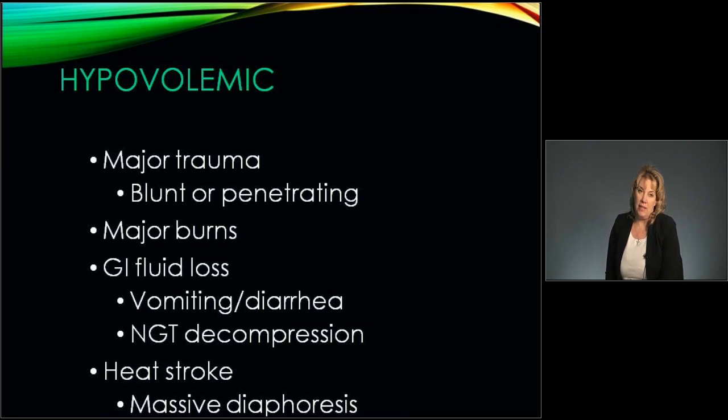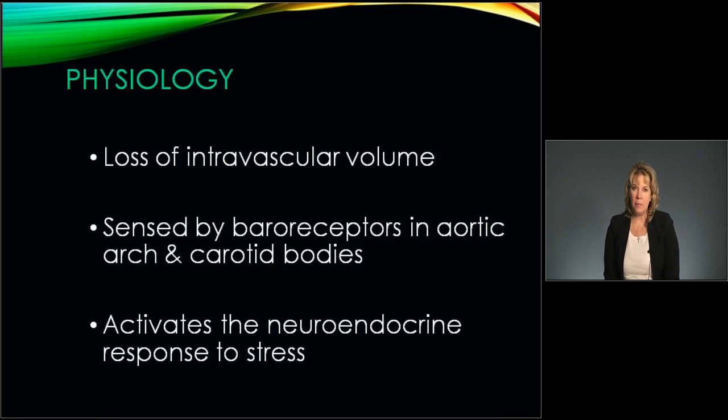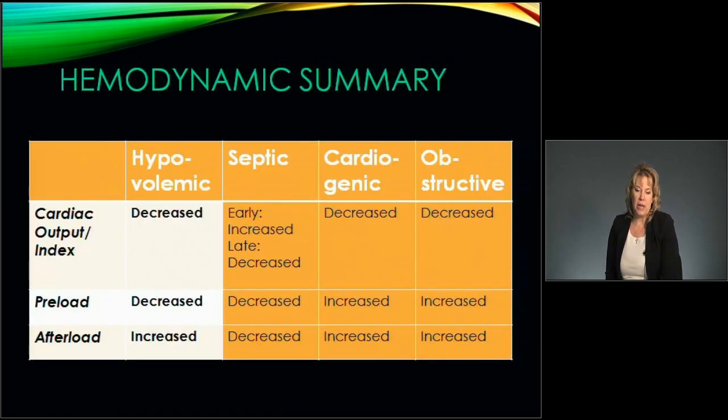Any type of GI losses, so nausea, vomiting, diarrhea, any type of excessive NG drainage, where they lose a lot of volume, can certainly lead to hypovolemic shock. And any type of massive diaphoresis, sometimes referred to as heat stroke, where they're dehydrated and unable to sweat like they normally do to cool the body, can obviously cause significant complications. So in this case, again, the loss of intravascular volume is sensed by the baroreceptors in the aortic arch and carotid bodies and activates the neuroendocrine system and response that we described earlier.